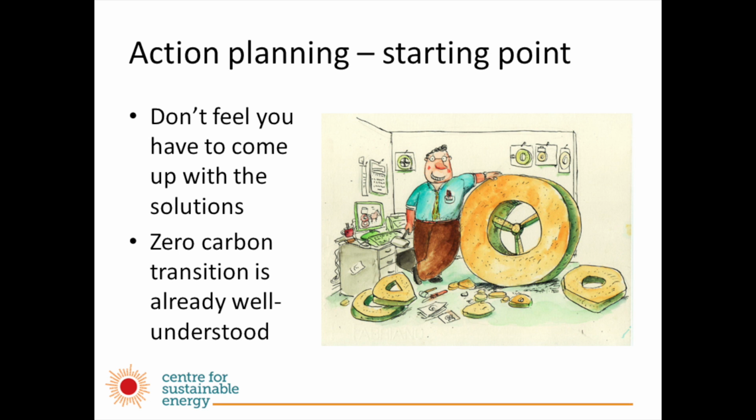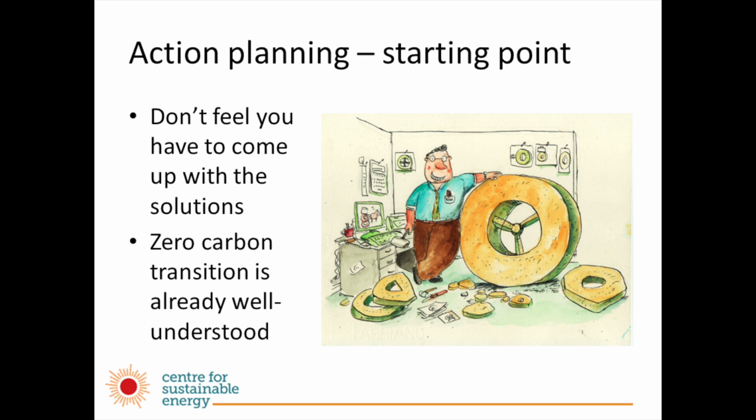So moving on to look now at the action planning, I think it's really important that people, when they've made a climate emergency declaration, don't suddenly feel that they have to invent from scratch everything that needs to happen to drive us to a zero carbon future. The zero carbon transition is very well understood. The work of people like the Committee on Climate Change and CAT's Zero Carbon Britain report lay out quite clearly for us what we need to do.